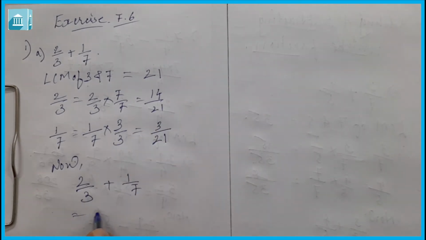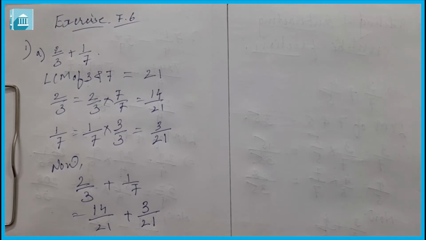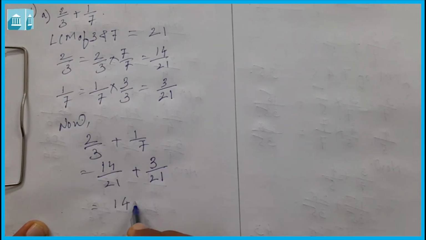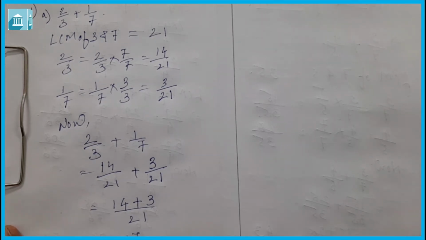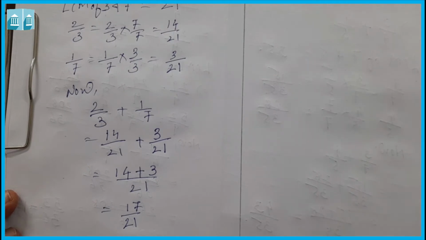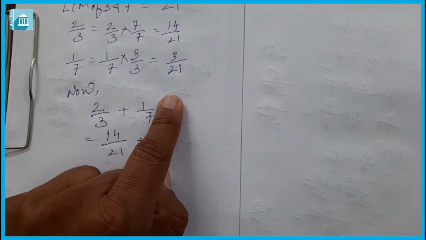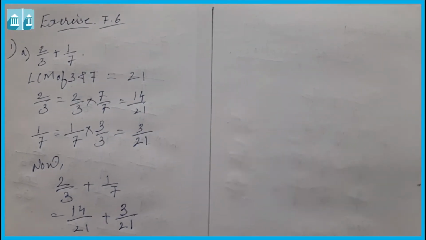So now we can say that 2 by 3 plus 1 by 7 is equal to 14 upon 21 plus 3 upon 21, which is equal to 14 plus 3 upon 21, which is 17 upon 21. So in this way we will get the answer as we had done. First we will find the LCM, then we convert them into like fractions, and then we simply add. Let us see B.